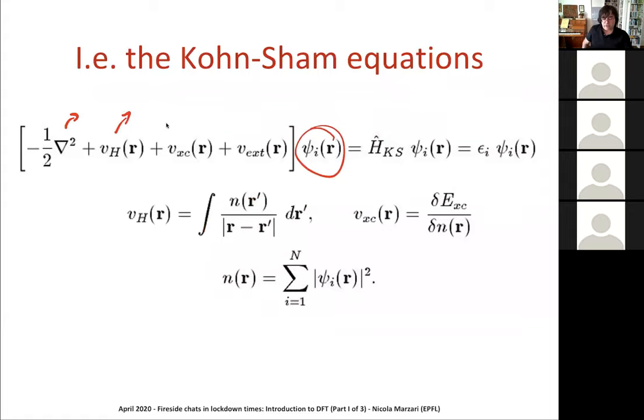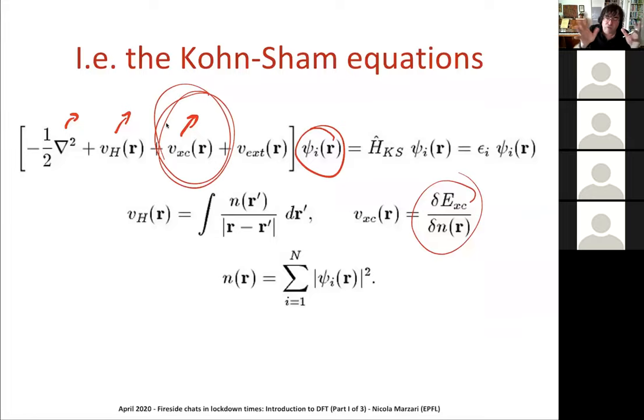a Hartree potential that is the functional derivative of the Hartree energy, an exchange correlation potential, that's the mystery, the functional derivative with respect to the charge density of that exchange correlation energy that we don't know. So we don't know this, so we haven't made any progress, we have just written something, but at least it's formally correct, and the external potential. So you see, a bit like in Hartree-Fock, for the iron atom we have 26 equations that we need to solve, or the same equation for which we need to find 26 solutions. It's just we don't know what to do for this exchange correlation.